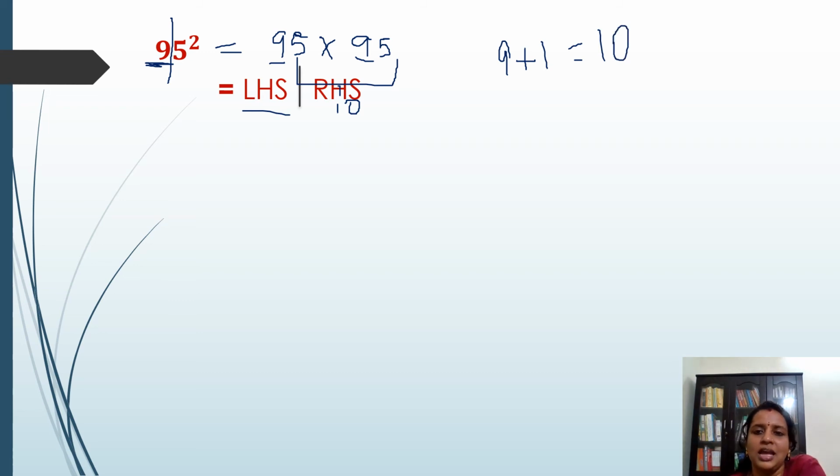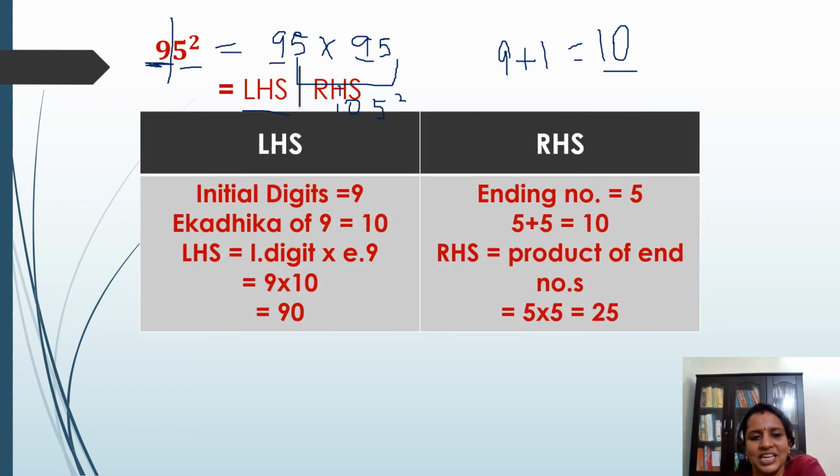Okay, I am getting 10 here. And for RHS, it's 5 into 5. The numbers total 5 plus 5 is 10. So RHS is equal to 5 into 5. To avoid this, we can directly take it as 5 square. Isn't it? Am I correct? Come on, we can see.